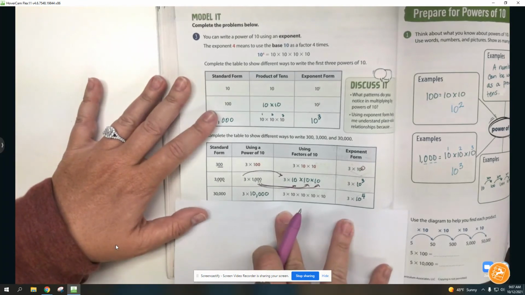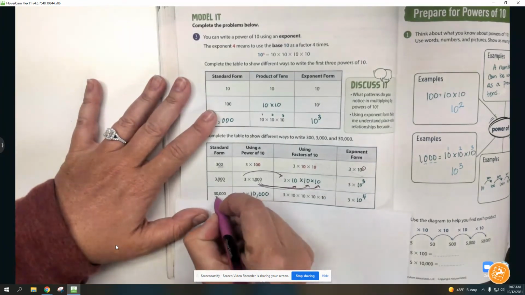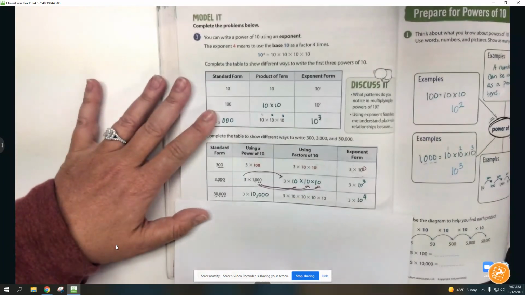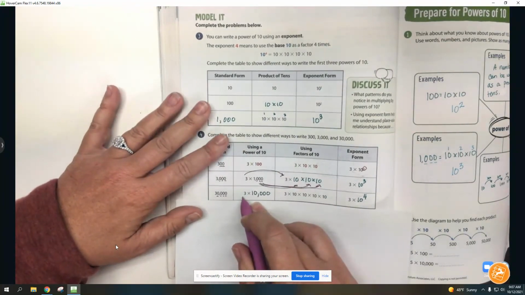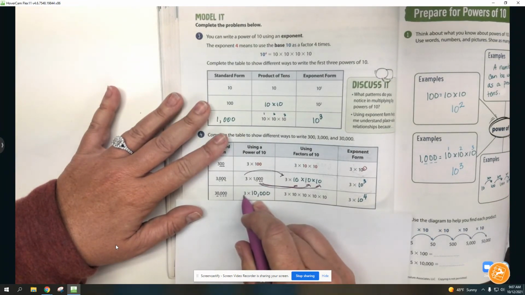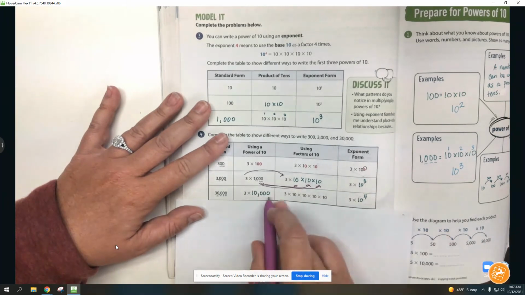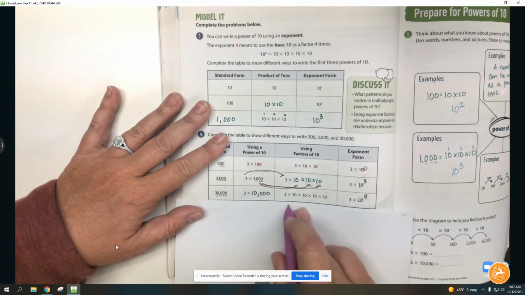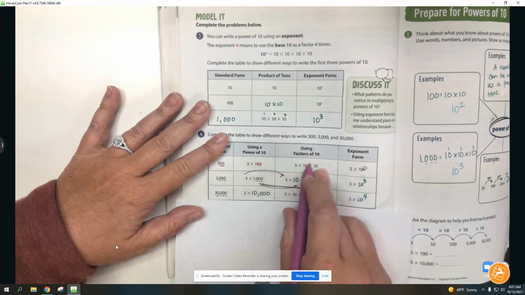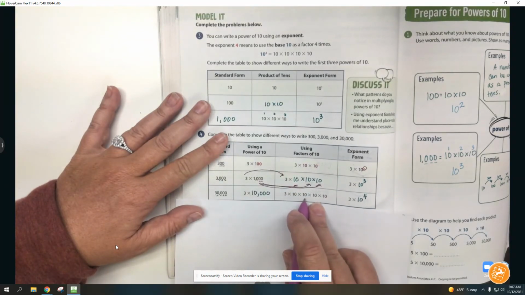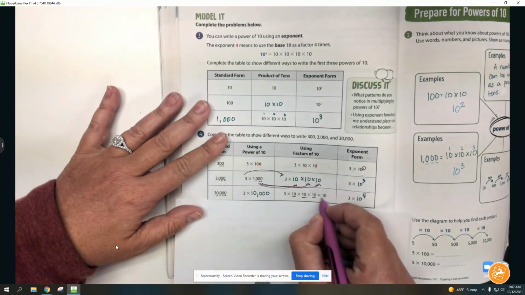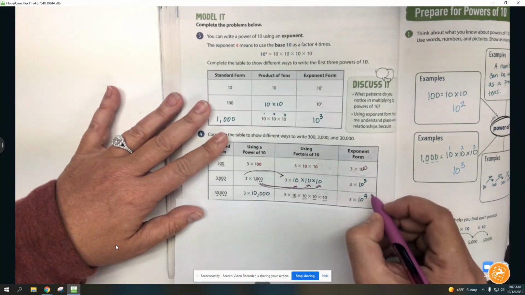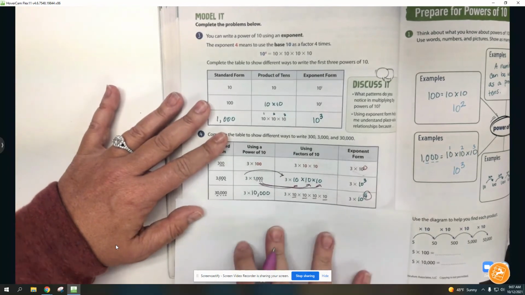For 30,000, you're going to do the exact same thing. You're going to count how many zeros you have. We know that if we're using powers of 10, it would be 3 times 10,000, because 3 times 1 is 3, and we could make that 30,000 if we multiplied that out. Then 30,000 written using factors of 10 would be 3 times 10 times 10 times 10 times 10. And then we count how many of those tens we have, and that's 4, and that gives us our exponent of 4.